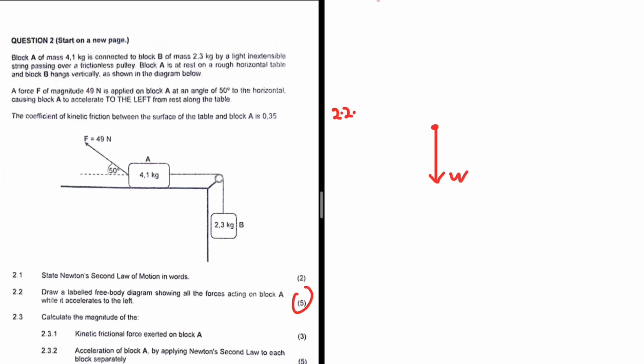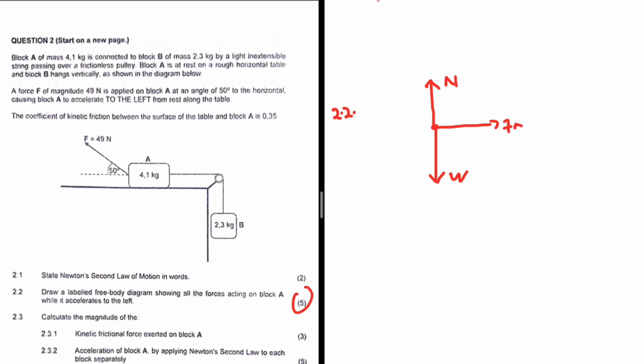Block A of mass 4.1 kgs is connected to block B of mass 2.3 kgs by a light inextensible string passing over a frictionless pulley. Block A is at rest on a rough horizontal table. So hearing that, at rest on a table, normal force, that is the first thing. And we already know from the question that it is accelerating to the left. So if it is accelerating to the left, the frictional force must be to the right.